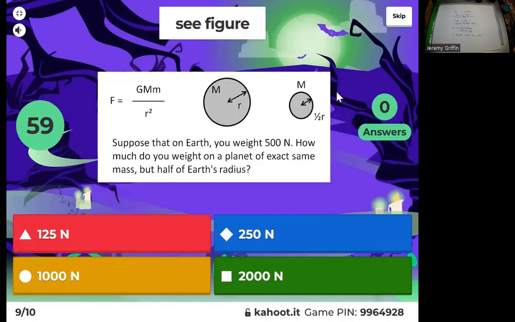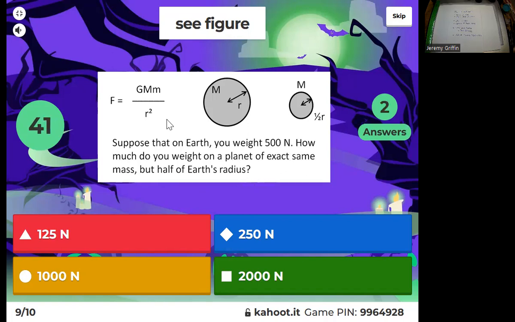So suppose you weigh 500 newtons on Earth. That's your Earth weight, 500 newtons, right? And now we're going to a new planet that has the same mass but half the radial size. So it's like we've taken Earth and just crunched it down, right? Same mass but half the radial size. Now what's your new weight?